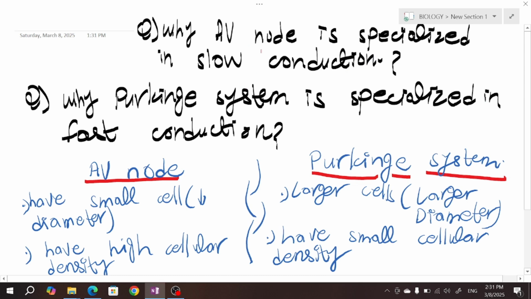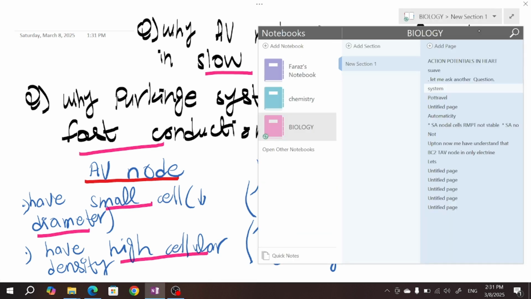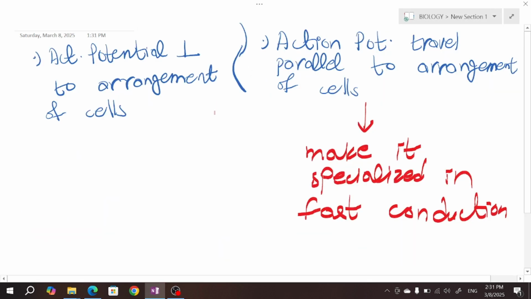Okay, so why is the AV node specialized in slow conduction, and why is the Purkinje system specialized in fast conduction? What are the key differences? The AV node has small cells, meaning smaller diameter cells, and the Purkinje system has larger diameter cells. The AV node has high cellular density, and the Purkinje system has low cellular density. Let's come to the next slide and see it more clearly.